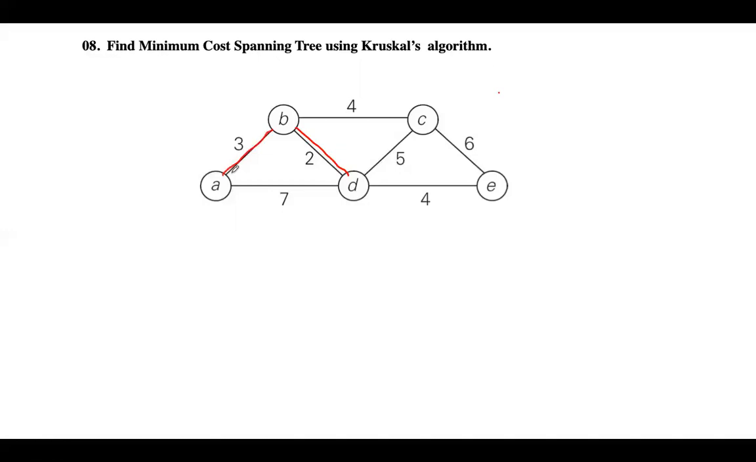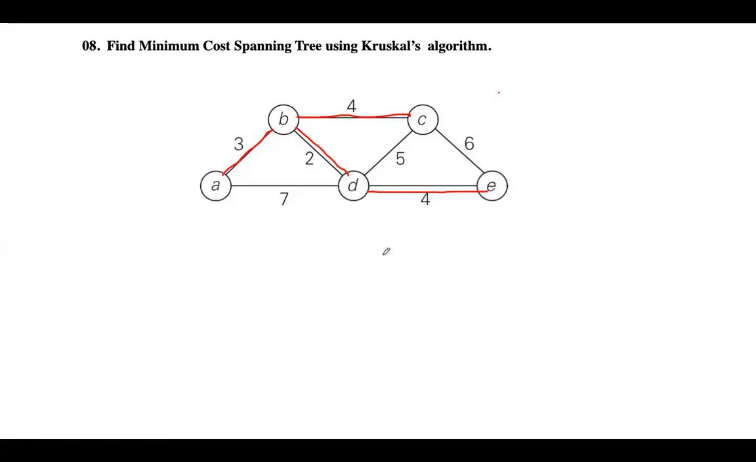So this edge. In the first iteration, Kruskal will pick this edge with cost 2. In the second iteration, it will pick the edge with cost 3. And in the third iteration, it will select this edge. And in the fourth iteration, it will select this edge. So that is the spanning tree. Its cost will be 5, 9, 13. So the minimum cost spanning tree is A to B, B to D, B to C, and D to E.